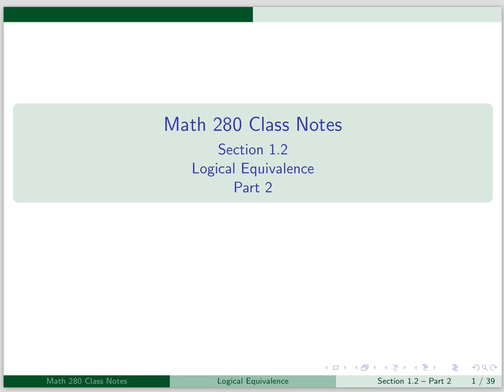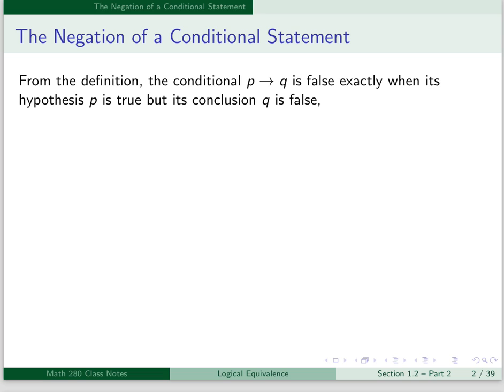This video covers Part 2 of Section 1.2, Logical Equivalence. We're going to start by looking at the negation of a conditional statement.